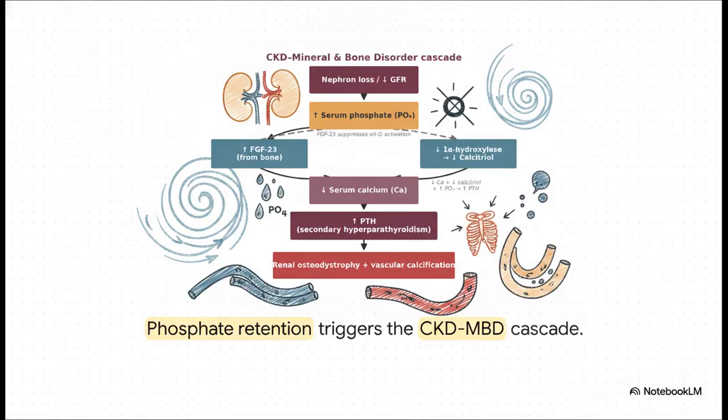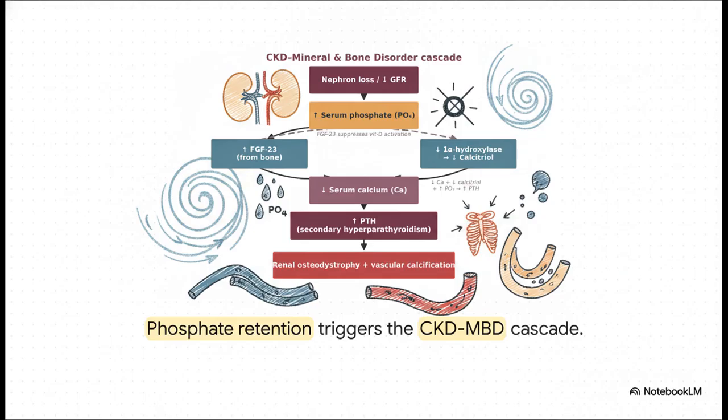Let's move forward and see how this builds into the mineral bone cascade, which is another massive complication we've got to manage. As the GFR falls, the kidneys fail to excrete phosphate. All that retained phosphate eventually triggers a crazy complex feedback loop. It spikes FGF23, which in turn suppresses vitamin D activation. Without active vitamin D, serum calcium drops.